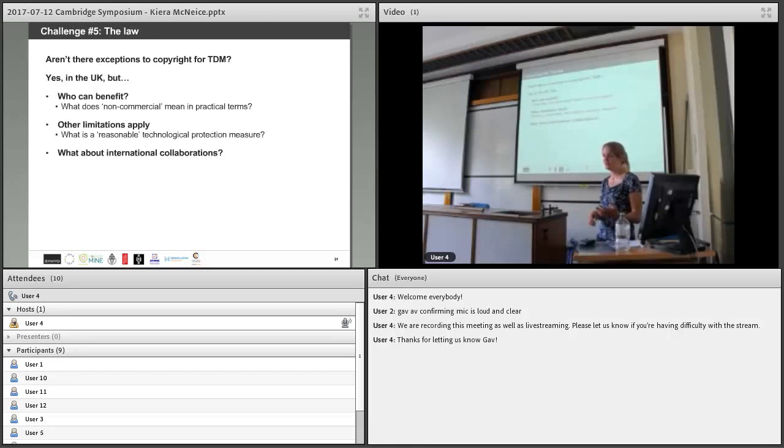If you're at a university and you're collaborating with or funded by an industrial partner, to what extent is that commercial, and at what point does it then become not allowable under the exception? Nobody wants to be the first case and find out, right? So this actually has quite a chilling effect on some applications of text and data mining, especially in research industry and in publicly funded research, where we really do have to make sure that we're completely compliant with the law.